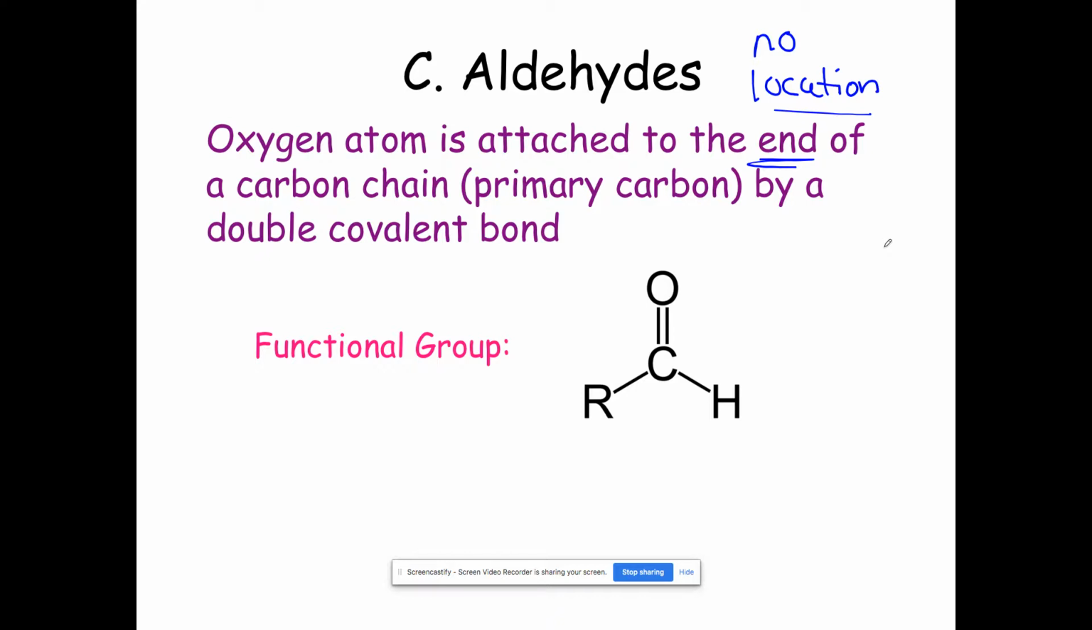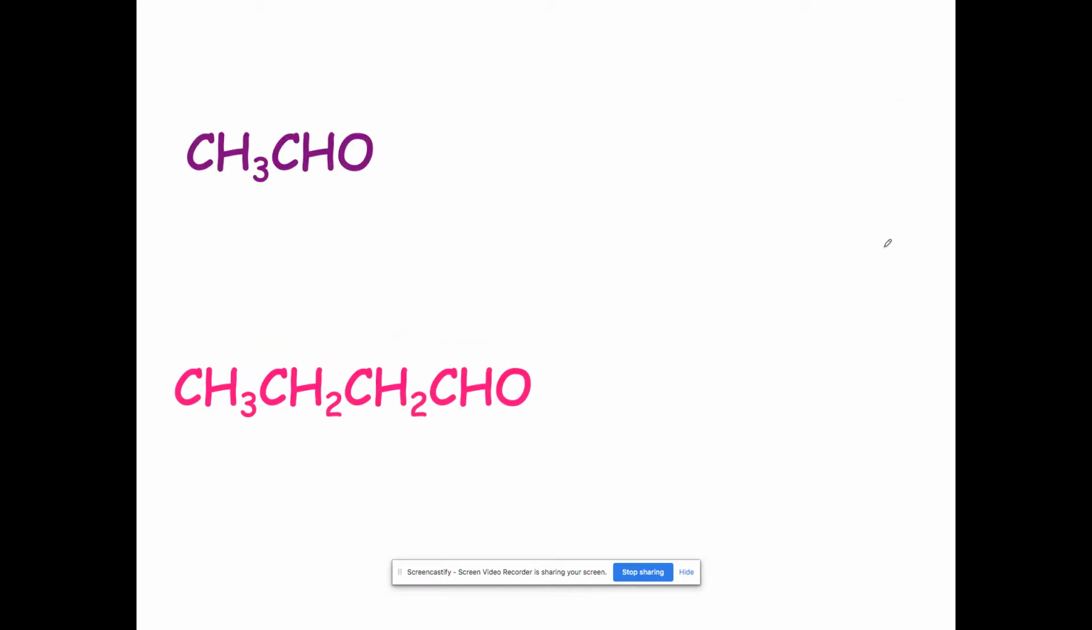How do you name an aldehyde? Look on table R. Looks like we're ending them with AL. Aldehydes end with al. So we're going to have things like methanal, ethanal, propanal, butanal. Okay. All right, let's do it to it.